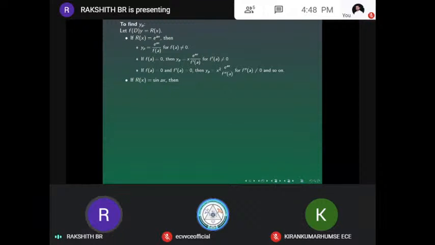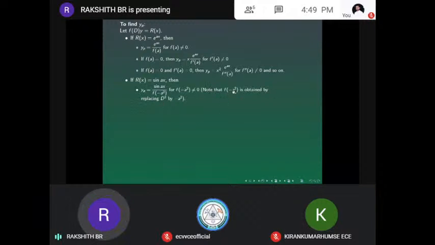And if R of x is of the form of sin ax, then Yp is given by sin ax by f of minus a square. Actually, this notation f of minus a square is confusing, because by f of minus a square, it doesn't mean that you need to replace D by minus a square. It means that you need to replace your D square by minus a square. Actually, I need to change this notation, but anyhow, I have just cautioned it here.